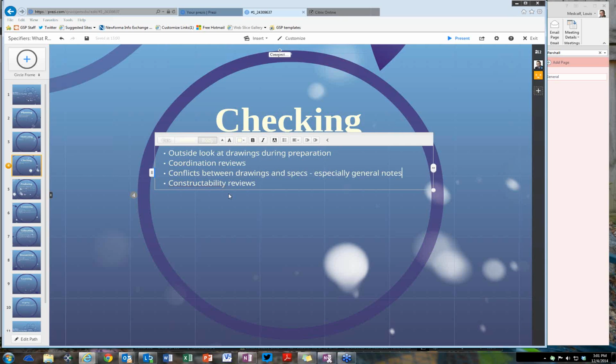And I will tell you, as a specifier, I always read those general notes, because many times the notes as written absolutely do not even apply to the project. And I do make comments on them. Yes. And hopefully embarrass them enough that they take the note off.